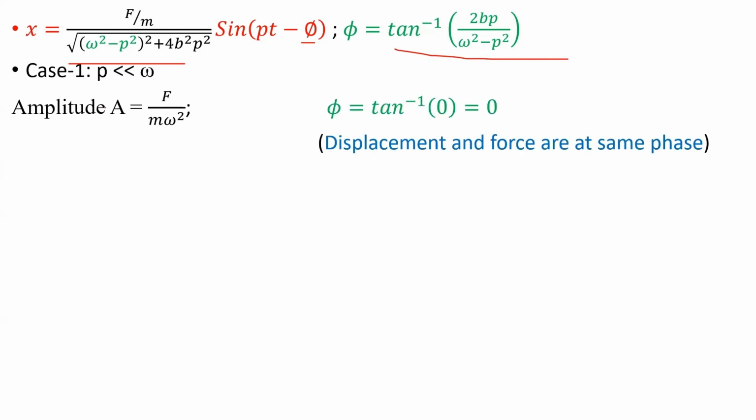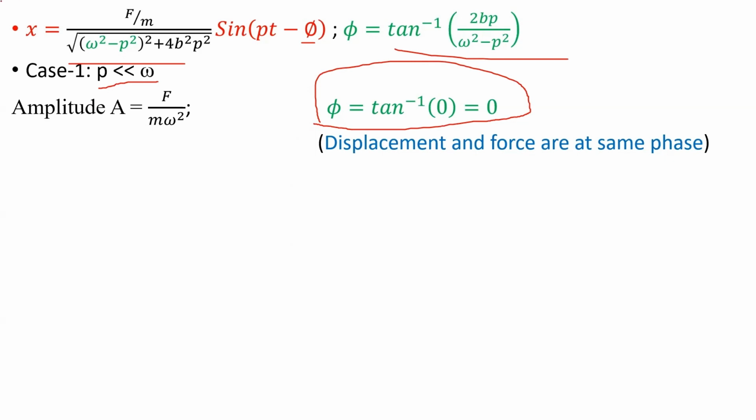Case 1: p much less than omega. What is the meaning of p much less than omega? The frequency of the applied periodic force is very much less than the natural frequency of the system. If so, what will happen? There is no phase difference between the periodic force and the oscillating system. So both are in the same phase in that case.